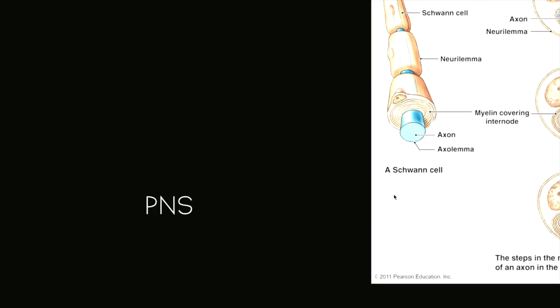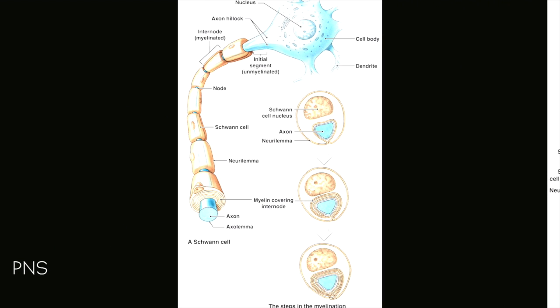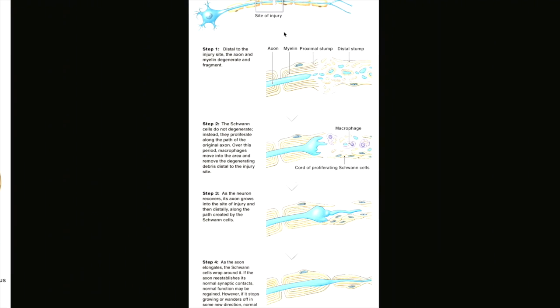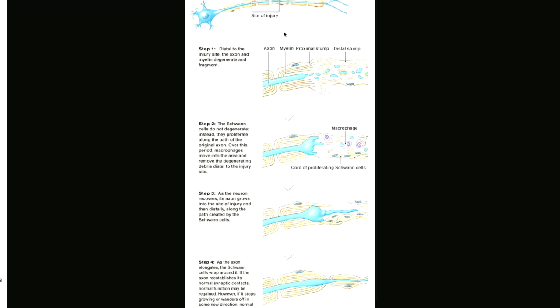In the peripheral nervous system, we have what are called Schwann cells. Schwann cells form the myelin sheath in the peripheral nervous system. And then as we can see in this picture, we have satellite cells. They surround cell bodies and regulate the environment, similar to the astrocytes in the central nervous system. Schwann cells are helpful in the repair of a damaged neuron.